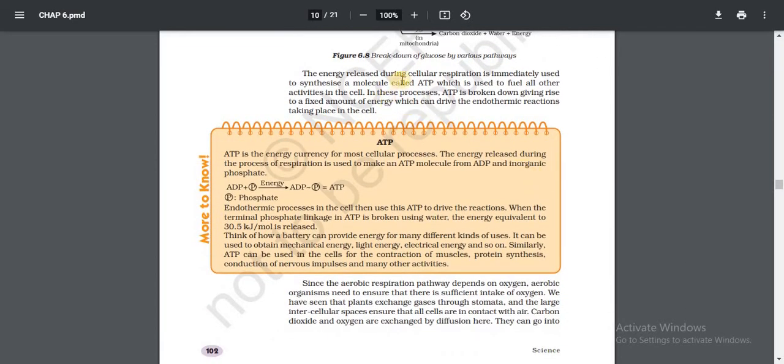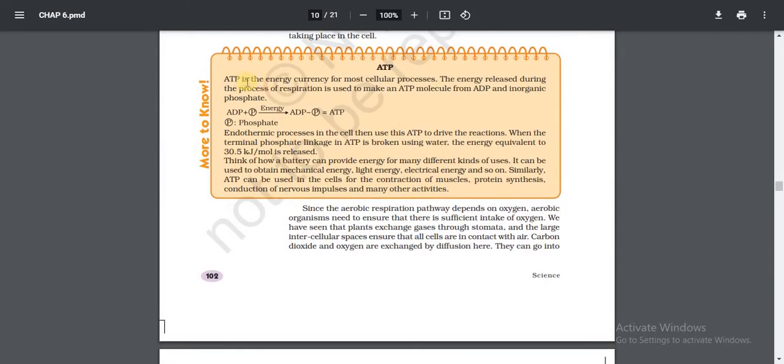The energy released during cellular respiration is immediately used to synthesize a molecule called ATP, which is used to fuel all other activities in the cell. In these processes, ATP is broken down, giving rise to a fixed amount of energy which can drive the endothermic reactions taking place in the cell.